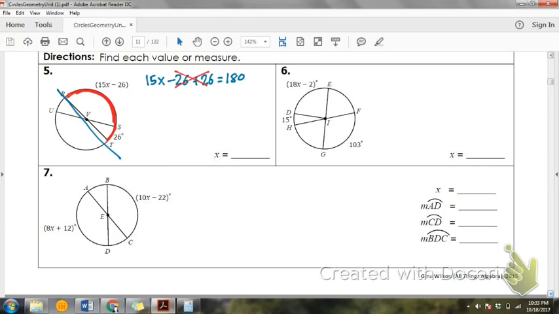These cancel. So I have 15x equals 180. And 180 divided by 15 is 12. So x is 12.